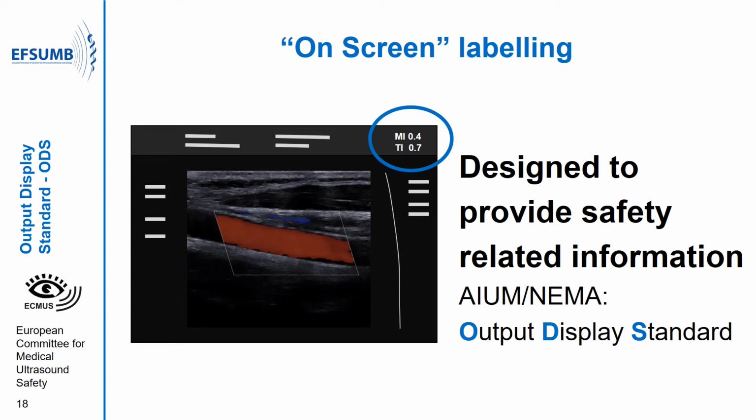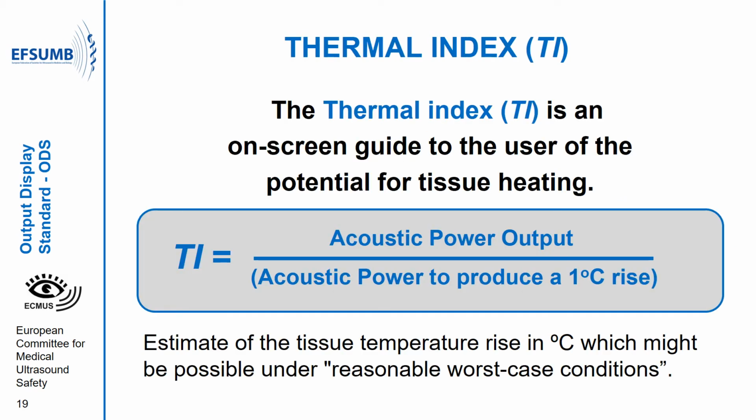These are important as different scanners respond differently to the controls available to the user, so these indices give a real-time indication of what is happening in tissue. The thermal index is an on-screen guide of the potential for tissue heating and is defined as the ratio of the acoustic power output to the acoustic power required to produce a 1 degree centigrade rise in temperature. It is an estimate of the tissue temperature rise in degrees centigrade which might be possible under reasonable worst-case scenarios.